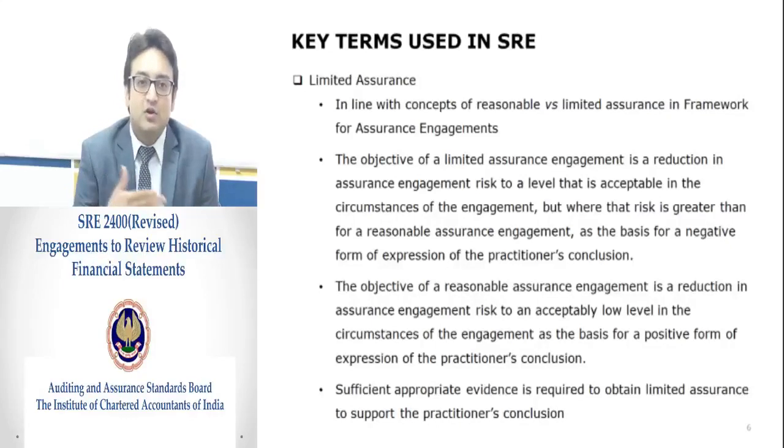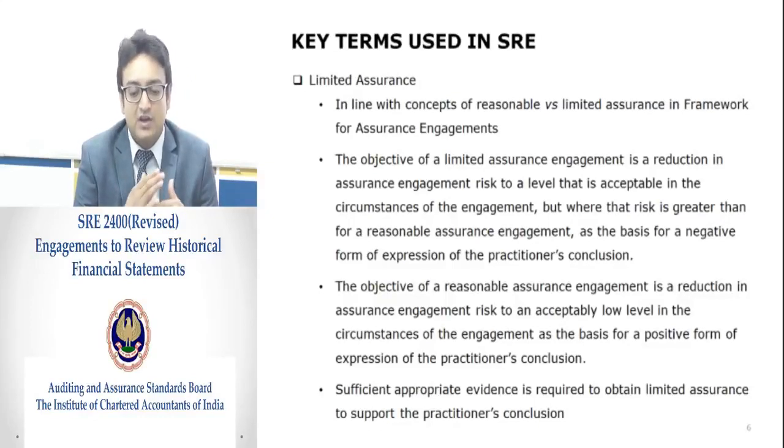We'll further look into this reporting structure and the reporting formats, but this is how the limited assurance conclusion is drafted. The limited assurance conclusion, as compared to the reasonable assurance conclusion, carries a lower level of assurance and is in the form of a negative opinion or a negative conclusion type.